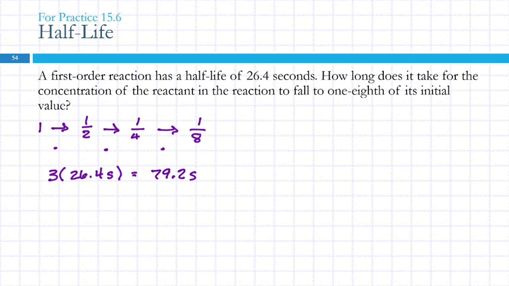You can use the equation to do this as well. The natural log of A_t over A0 is equal to negative k t 1/2.